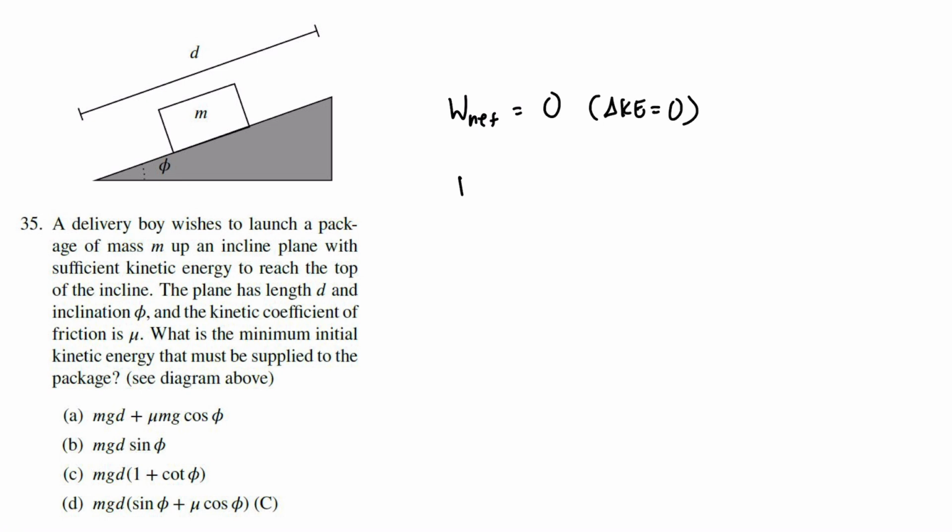So what that means is that the work supplied by the person has to be equal to the work supplied by friction plus the work supplied by gravity. Since work supplied by friction and gravity would be negative in this case, we're trying to achieve a net work of 0. So in that case, the work of the person would be the work of friction plus the work of gravity.